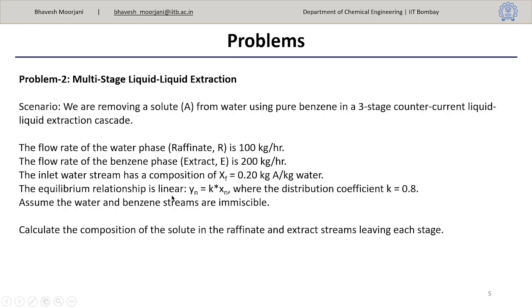The equilibrium relationship is linear, which is Yn equal to K into Xn star, where the distribution coefficient value is given as 0.8. Now Yn is the concentration or mole fraction of the solute in the extract phase, and Xn is the concentration or mole fraction of the solute in the raffinate phase. So the relation Yn by Xn is given as the distribution coefficient K. Here assume that water and benzene are immiscible, so they are not mixing with each other, and only the solute is getting transferred between the extract and raffinate phase.